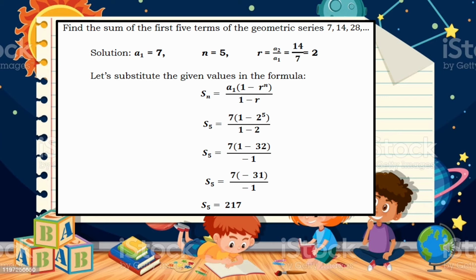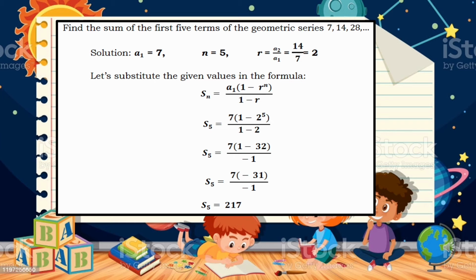So, solution, we have here your a sub 1, or the first number in the sequence, is 7. Your n, because we are looking for the first 5 terms, so that's why your n is 5. Your ratio is a sub 2 divided by a sub 1. Your a sub 2 is 14 divided by your a sub 1, which is 7. So 14 divided by 7 is 2.